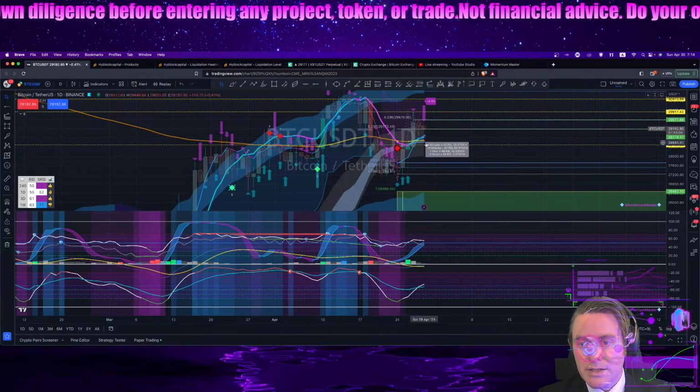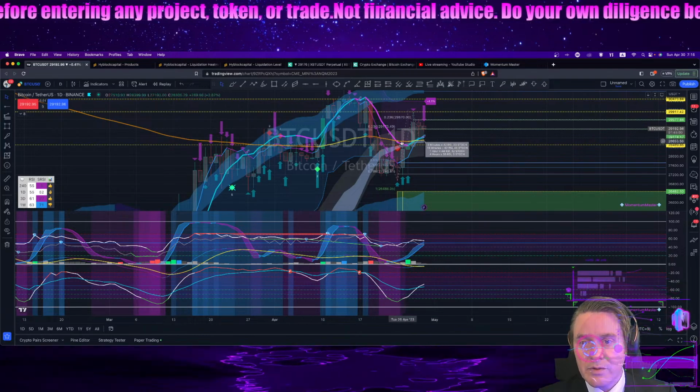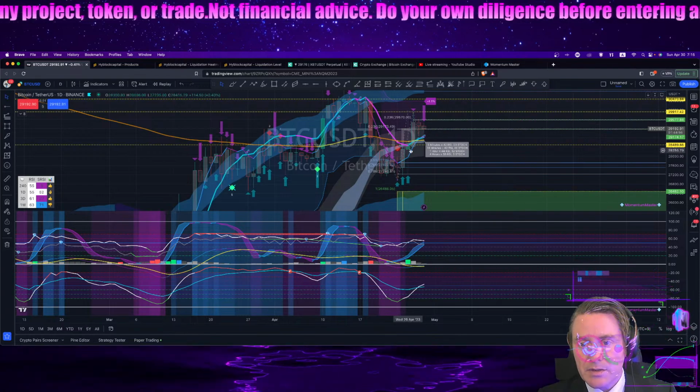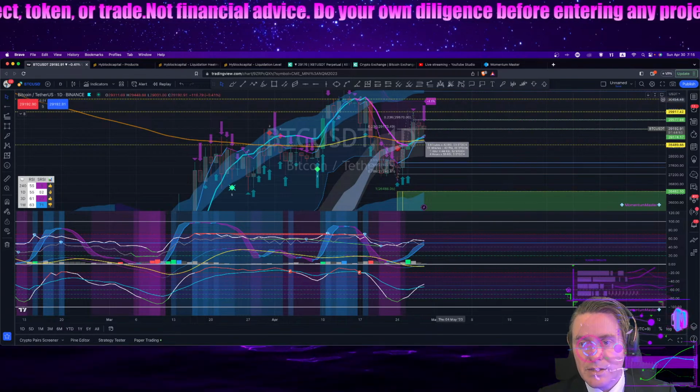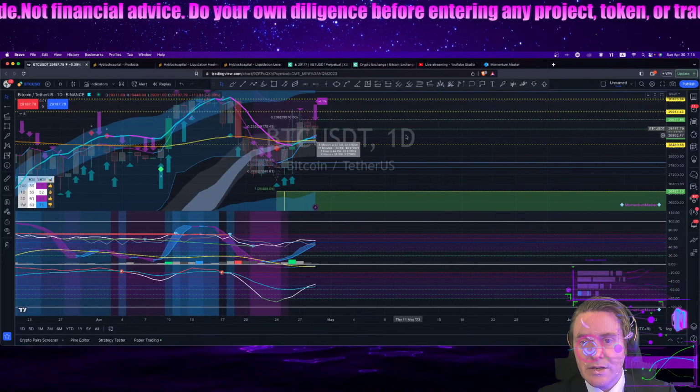Are we going to come back to kiss it for support alongside this adaptive moving average? That would be a feature that likes to happen when you break through the cloud. You come back to kiss it to continue. You don't just continue without doing that.